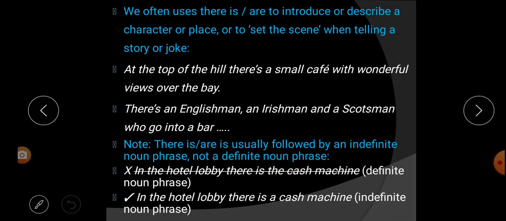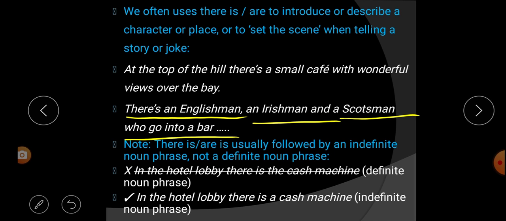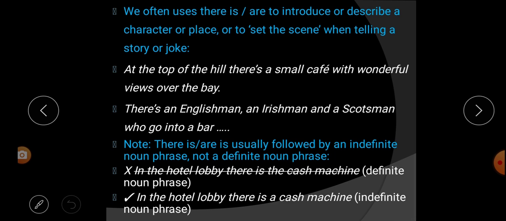Let's go for the second example. There is an Englishman, an Irishman and a Scotsman who go into a bar. That means here, what happened? We are introducing characters. Three characters: Englishman, Irishman, Scotsman. So for introducing these three men, we have used introductory there.